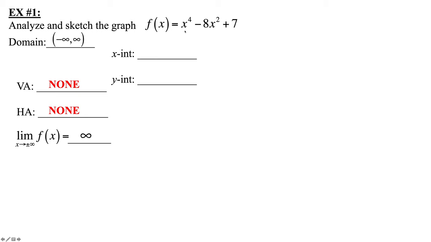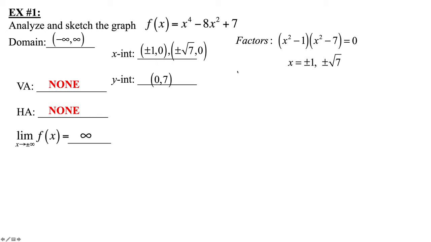X-intercept, y-intercept, well, the quickest and easiest thing to do first is the y-intercept because that's just 0, 7, your constant. For the x-intercept, we're going to have to factor this. Since this power of 4 is twice as big as this power of 2, we can treat this like a quadratic. What are two numbers that multiply to be 7 and add up to be negative 8? That would be negative 1 and negative 7. Set those equal to 0 and solve them for x. X is going to equal plus or minus 1. Add over the 7 and take the square root, plus or minus the square root of 7. But again, we want to write these as points.